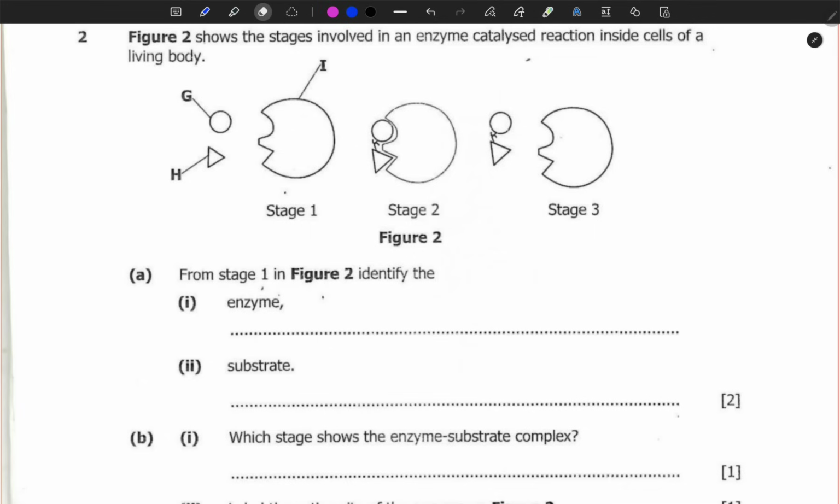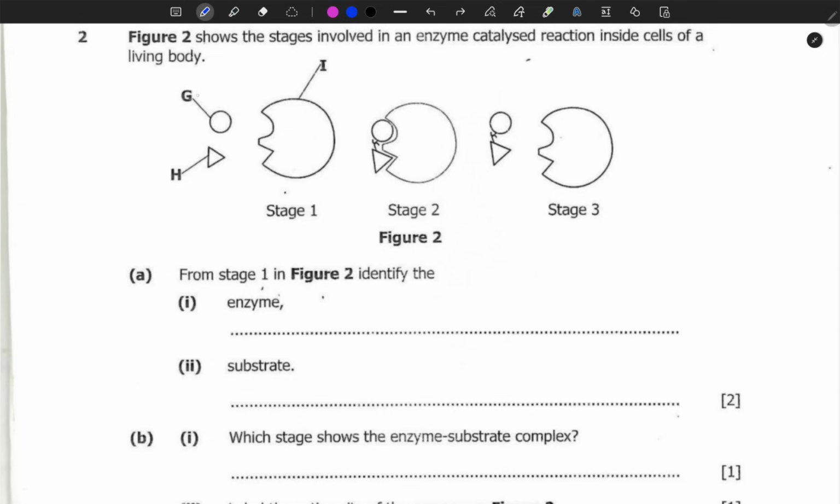Okay, so we move on to question number 4 under enzymes. Figure 2 shows the stages involved in an enzyme catalyzed reaction inside cells of a living body. So let's study the diagram carefully. So there is this structure I. So on stage 1, structure I is the same as this structure. So nothing happened to structure I.